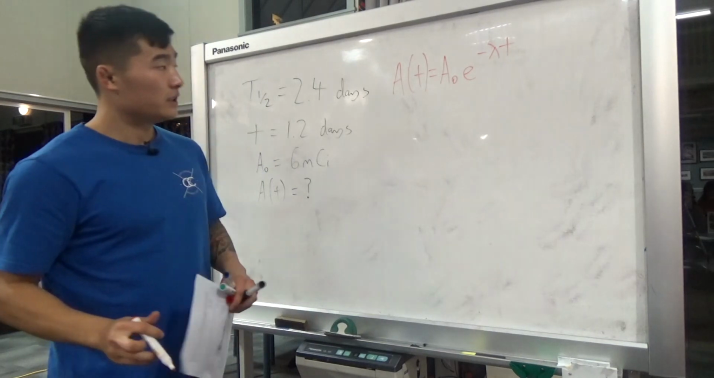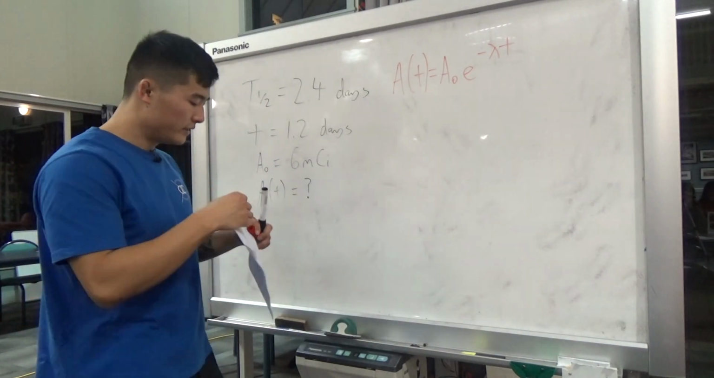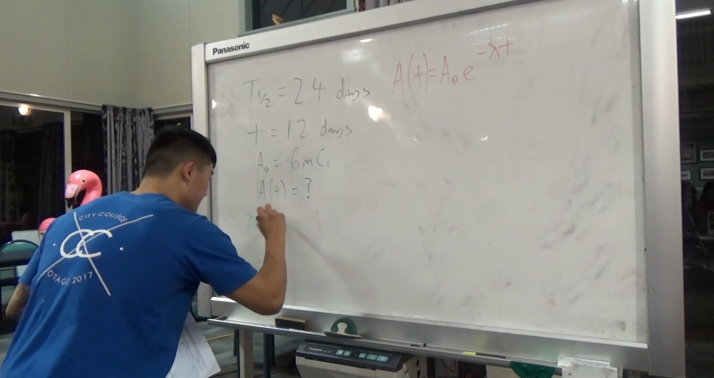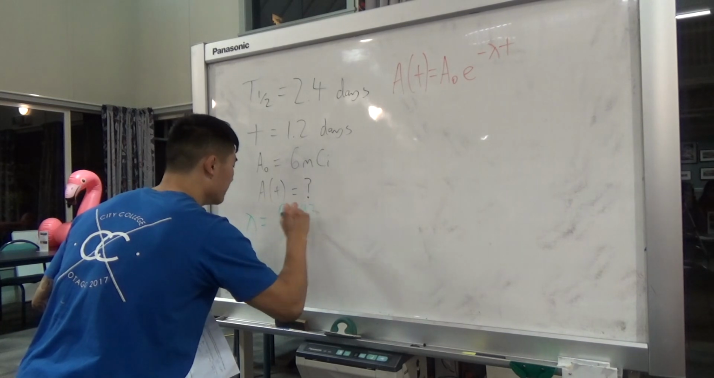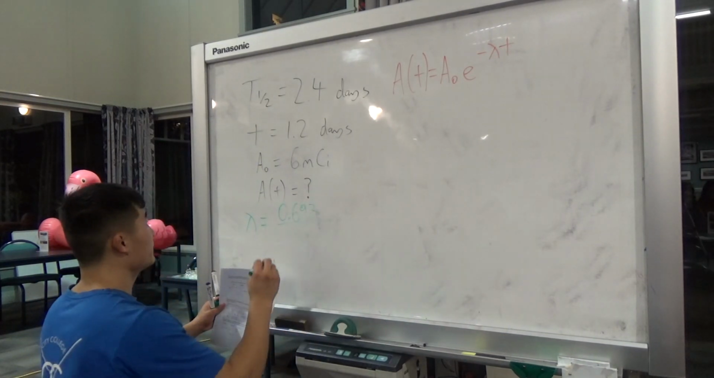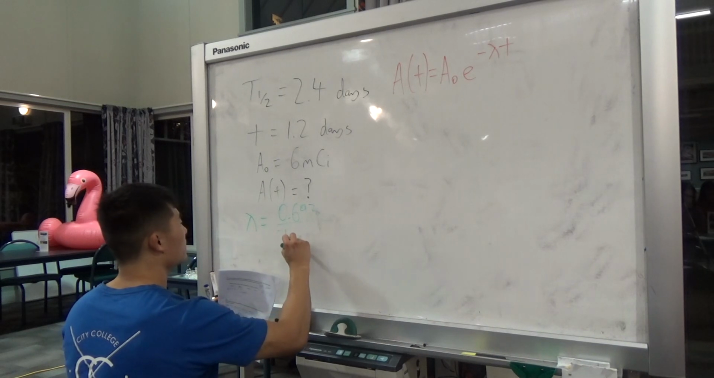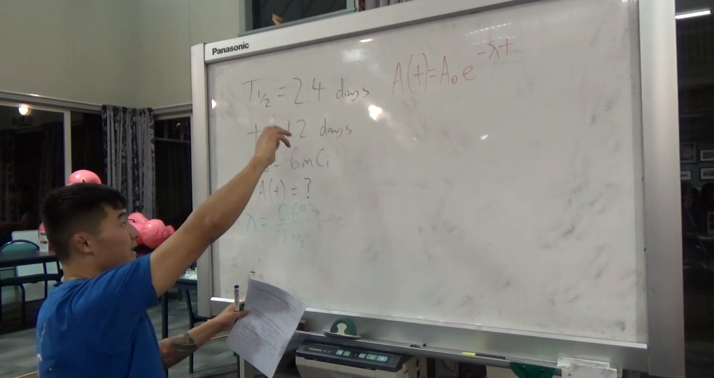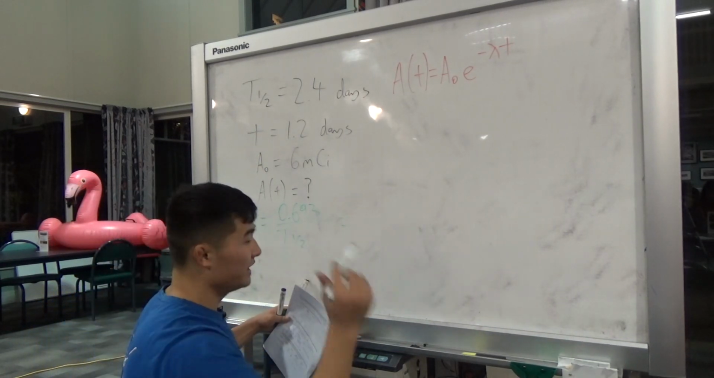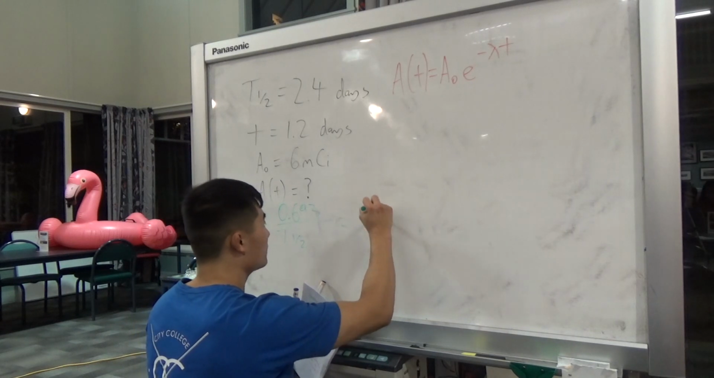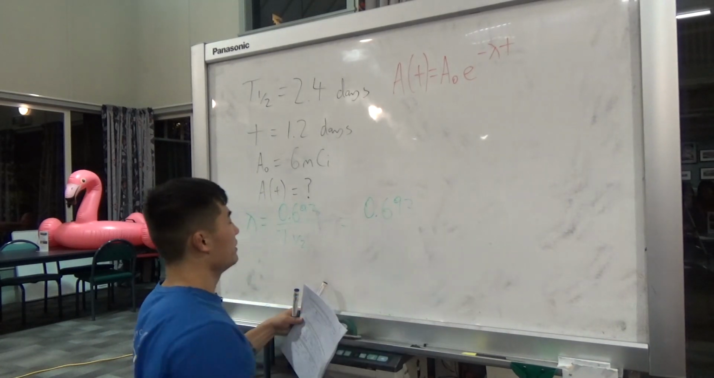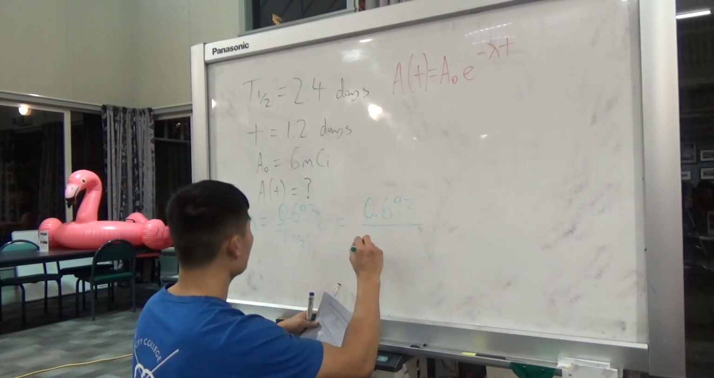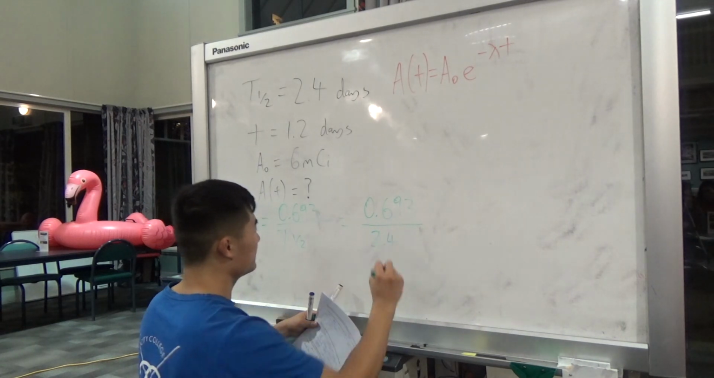Okay, so we need the decay constant, right? So we need to calculate what the decay constant is going to be. The decay constant is equal to 0.693 divided by the half-life. When we have the half-life and the time, and they're both in days, we can leave the half-life in days as well. Remember that normally you're going to have to convert the half-life into seconds when you calculate the decay constant. So we can leave it in 2.4 days.